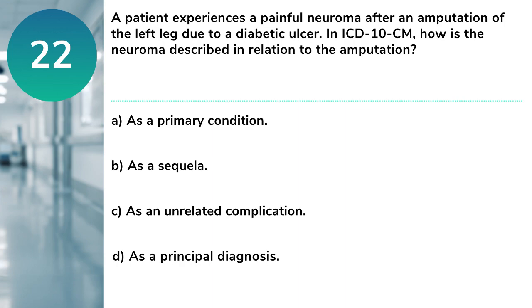Question 22. A patient experiences a painful neuroma after an amputation of the left leg due to a diabetic ulcer. In ICD-10-CM, how is the neuroma described in relation to the amputation? A. As a primary condition. B. As a sequelae. C. As an unrelated complication. D. As a principal diagnosis.